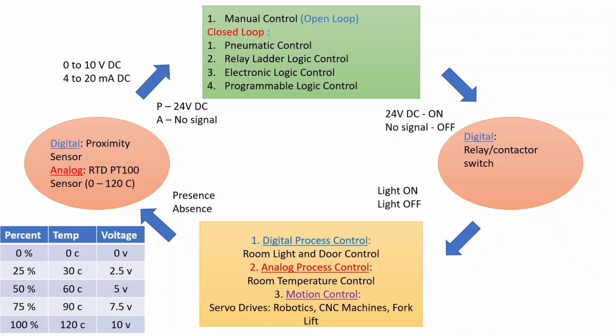At 0%, temperature is 0 degrees C, voltage signal is 0 volts. At 25%, temperature is 30 degrees C, voltage signal is 2.5 volts. At 50%, temperature is 60 degrees C, voltage signal is 5 volts. At 75%, temperature is 90 degrees C, voltage signal is 7.5 volts. At 100%, temperature is 120 degrees C, voltage signal is 10 volts.